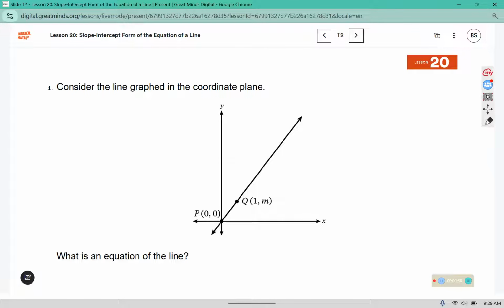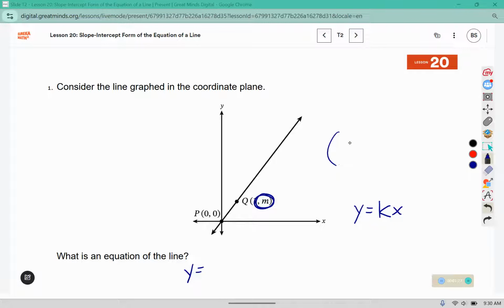Consider the line graphed in the coordinate plane. What is the equation of the line? Well, it is a straight line going through the origin, so it follows that same pattern of y equals kx because it's proportional. But k is the unit rate, and in this case, k is going to be replaced with the slope, and the slope is represented by m.